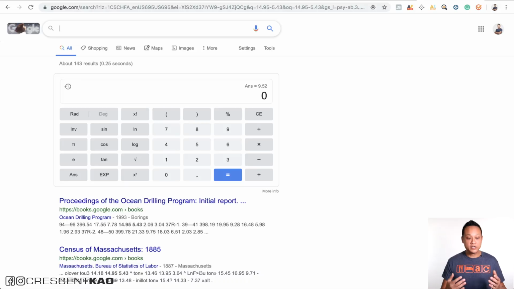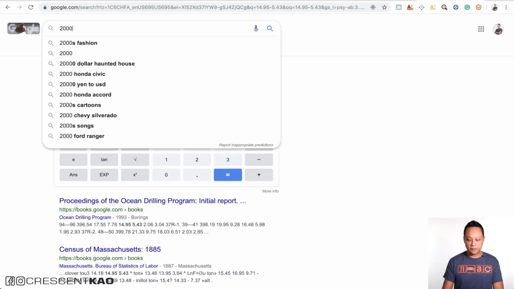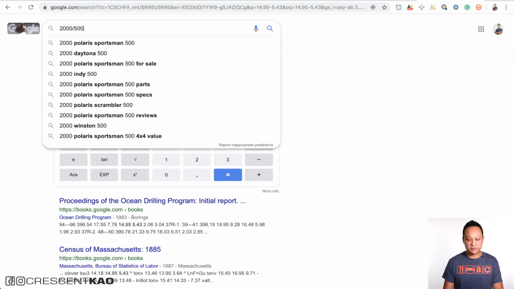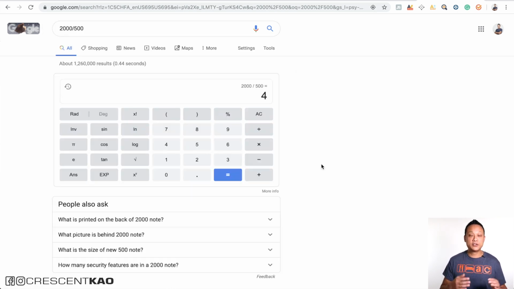So let's break that down into a cost per unit. So you spend $2,000 on the initial order for 500 units. So if we divide 2,000 by 500, you can see that the unit cost so far is $4 per unit.